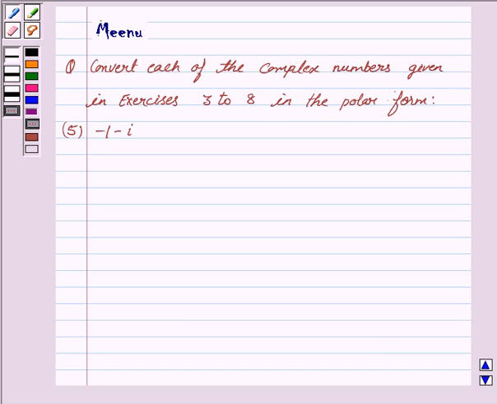Let's discuss the following question. It says, convert each of the complex numbers given in exercises 3 to 8 in the polar form. So we have to convert this complex number in the polar form. So let us first understand the key idea to solve this problem.